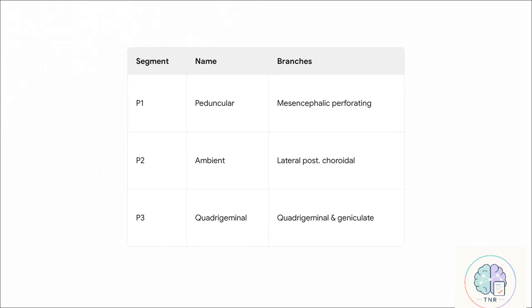The PCA is split into 3 main segments named for their surrounding cisterns. P1, the peduncular segment, gives off mesencephalic and interpeduncular thalamoperforators, plus the medial posterior choroidal.